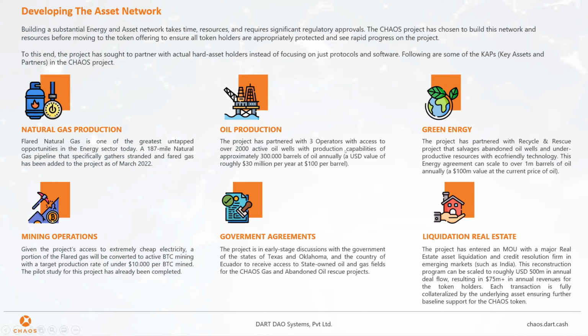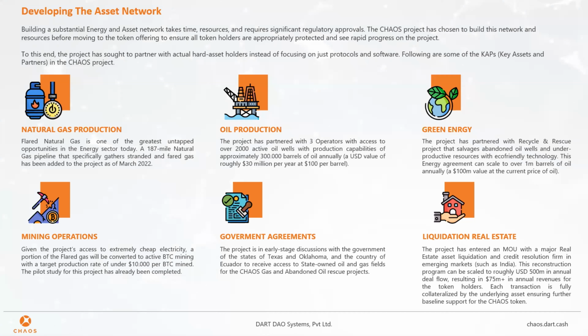We have partnered with 3 different operators. We have access to about 2,000 active oil wells that approximately produce about 300,000 barrels of oil annually, which is around $30 million per year in production at a $100 price of oil. Obviously, price of oil is higher than that at the moment, but that's roughly what the production is. We also have, at this moment, we're running the largest recycle and rescue project, which salvages abandoned oil wells. For those of you who have worked with us on the Solar Oil project, you're familiar with this.